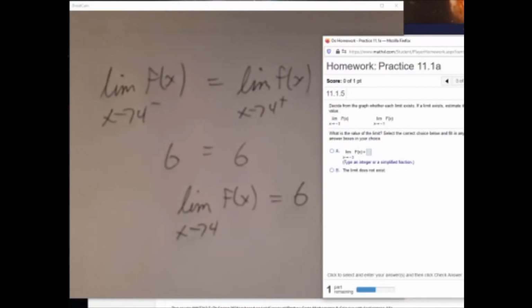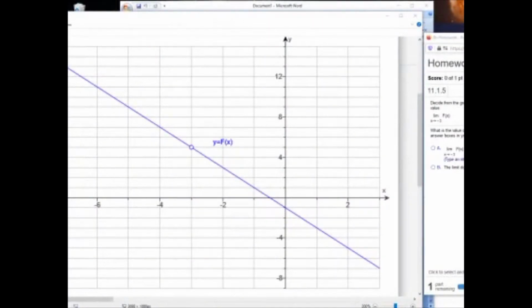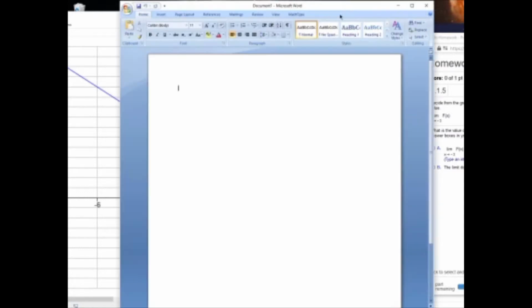So number 3, I'm going to switch out for this quick. All right, so for this third one, we've got a linear function here, and it's got a hole in it, meaning that the linear function exists everywhere except where this hole is.